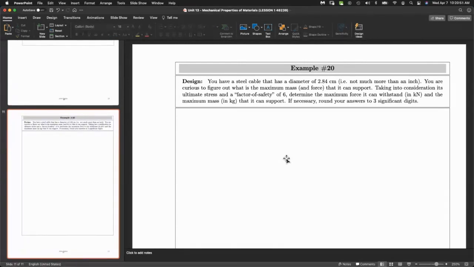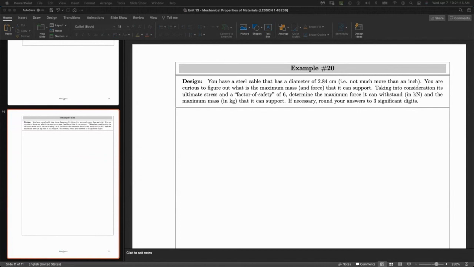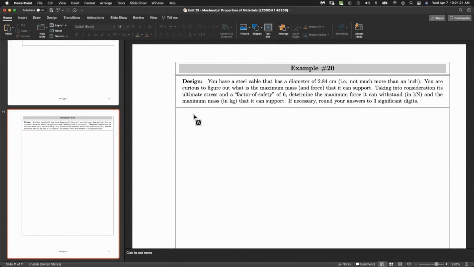So anyway, it says here, what is the maximum force that the cable can withstand and the maximum mass, the kilograms, that it can withstand or support? And of course, presentation, significant digits, etc. So let's take a look here and see what's going on. So it's a steel cable. So the first thing you want to do is look up what the steel cable is. Now I'm just going to give you the answer for that because we can look it up in the table later.